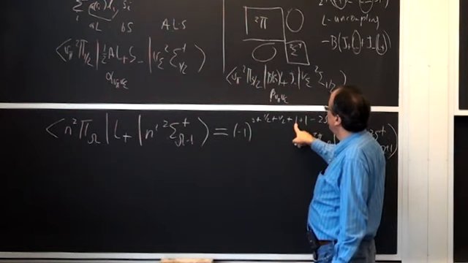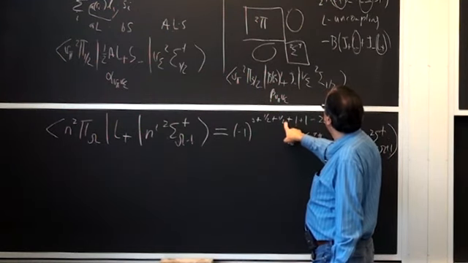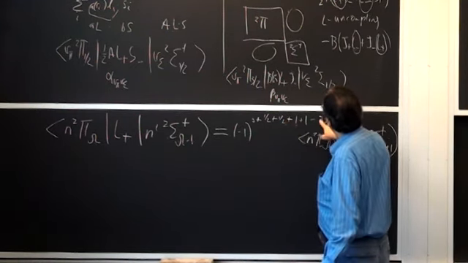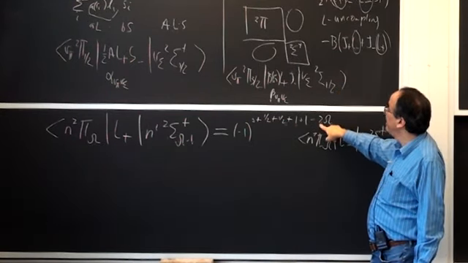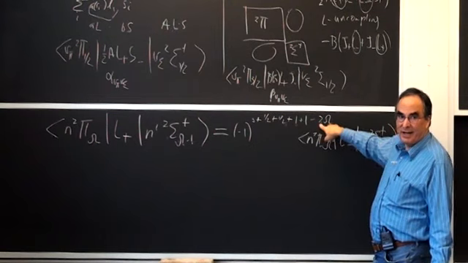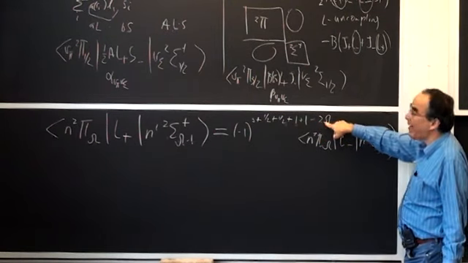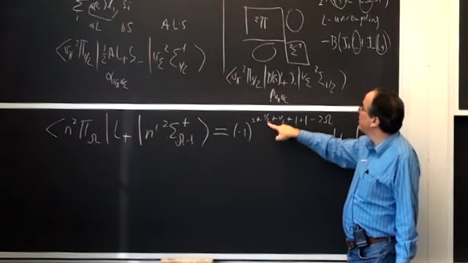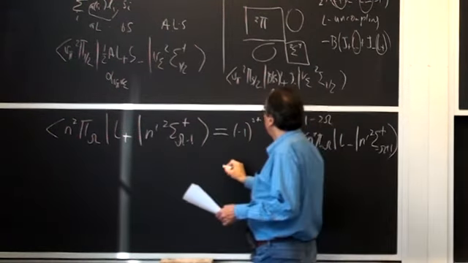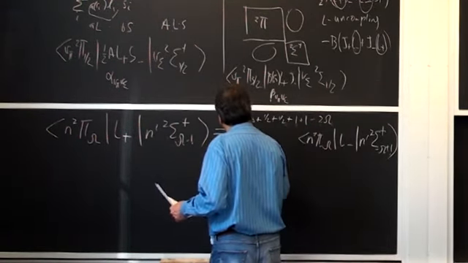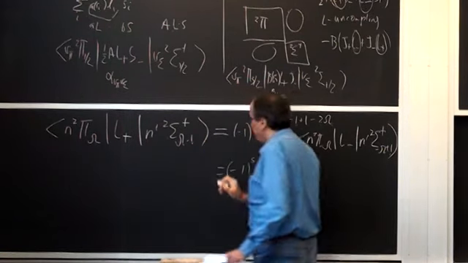1 plus 1, that's even. 1/2 plus 1/2, that's odd. 2 omega, well, omega is half integer, so 2 omega is an odd integer. It combines with the 1/2 plus 1/2. And so we end up getting just minus 1 to the little s.